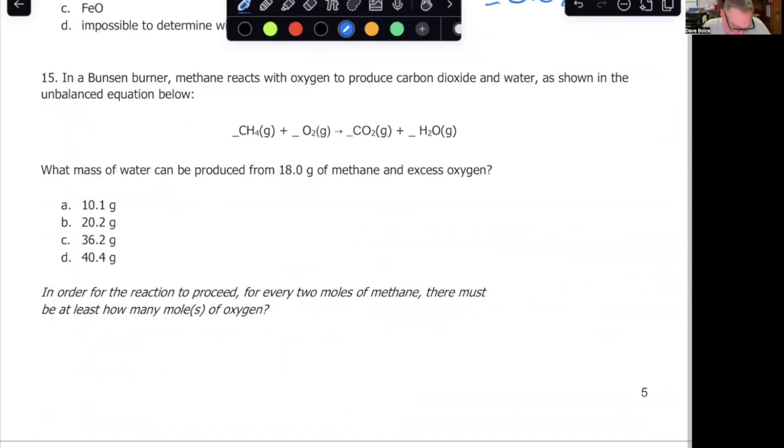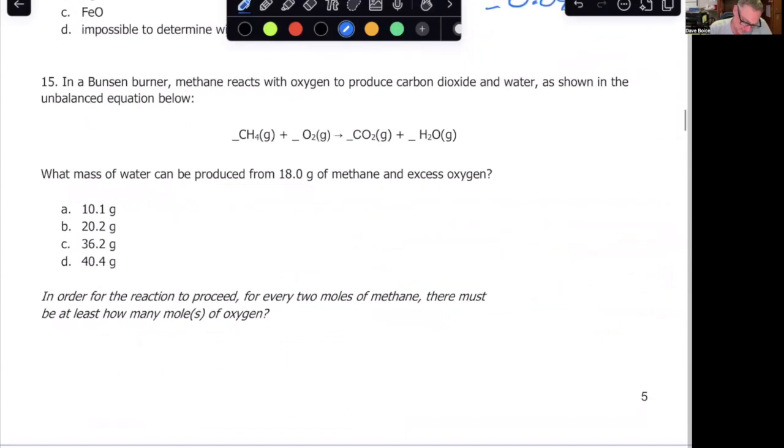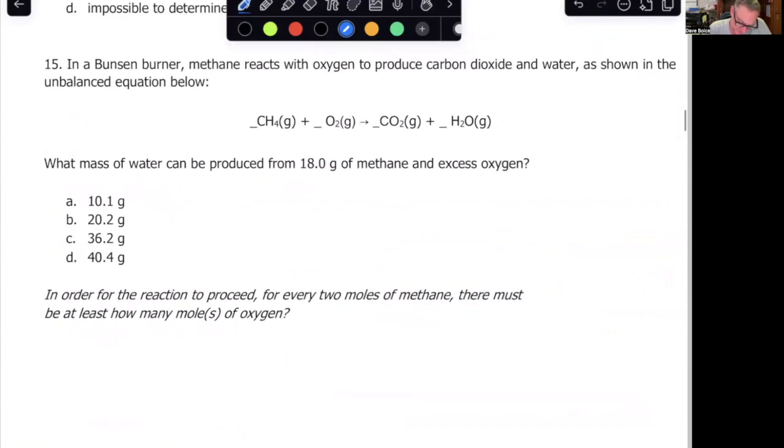Okay, in a Bunsen burner, methane reacts with oxygen to produce CO2 and water, shown in the unbalanced equation below. So let's go ahead and balance it. One carbon, 4 hydrogens, 2. So let's put a 2 here. Oxygen, I've got 2, 4. So 2 in the CO2, 2 in the water. So let's put a 2 here. 2 times 2 is 4. And now I am balanced.